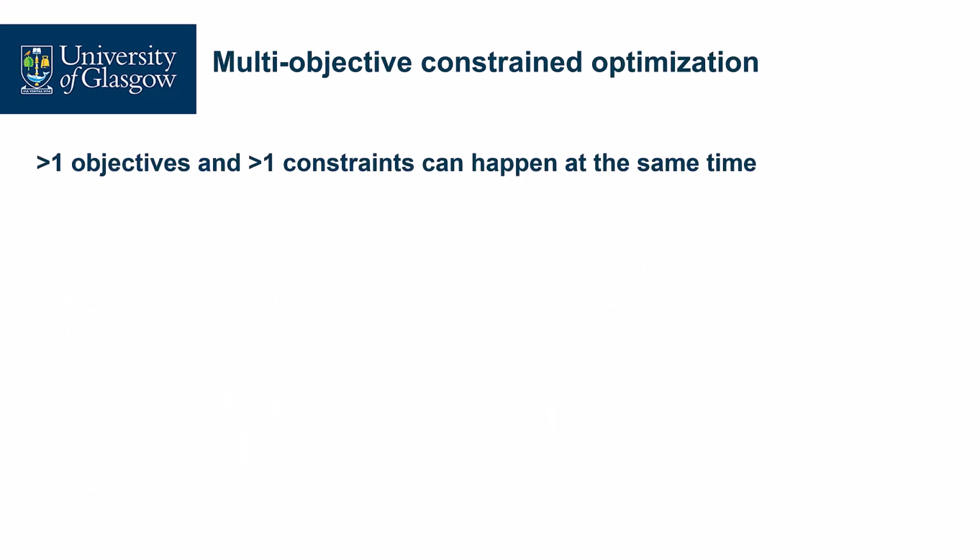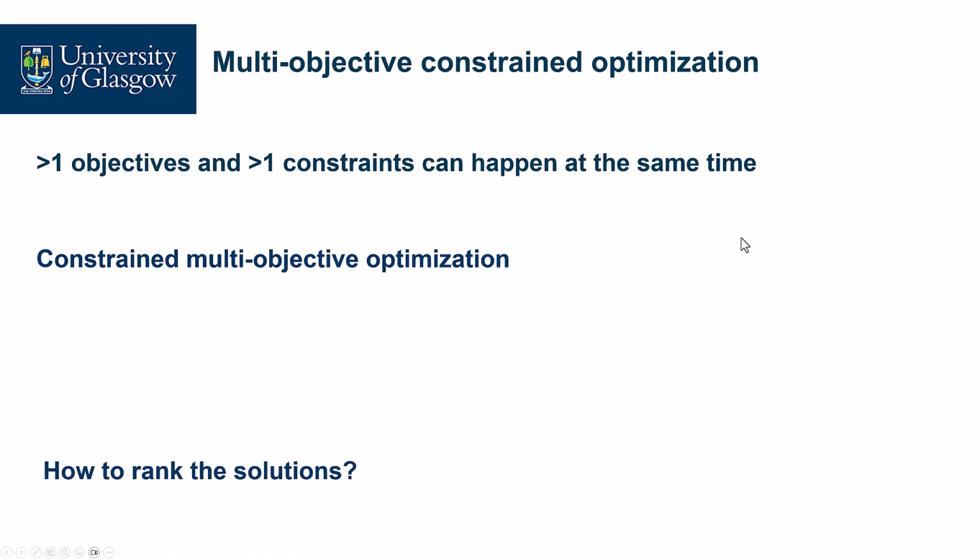So in multi-objective optimization, we have more than one objective, and it can also have more than one constraint. So these two can happen at the same time. So the question is that for constrained multi-objective optimization, or multi-objective constraint optimization, anyway, how to rank the solutions? This is the question, how to rank the solutions?